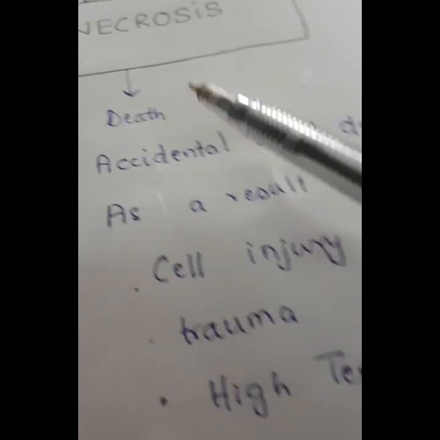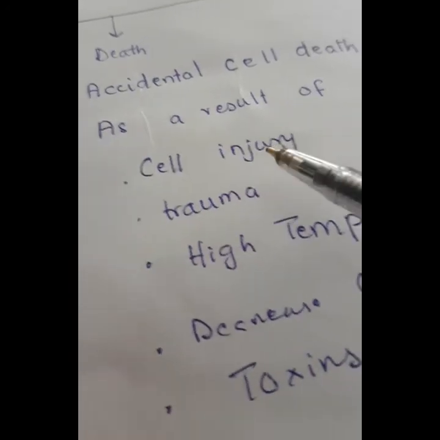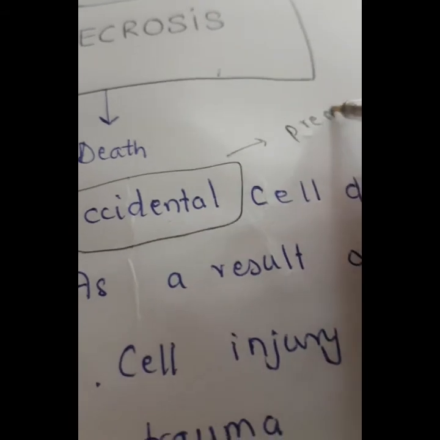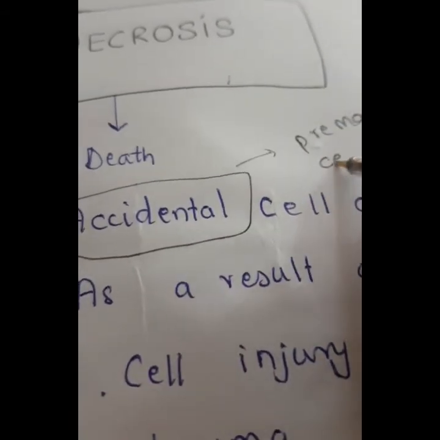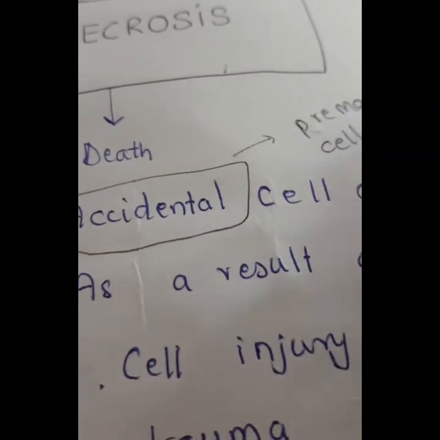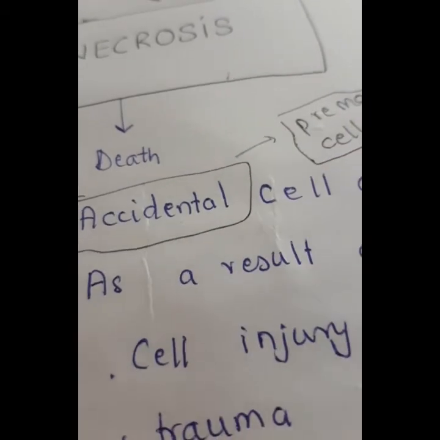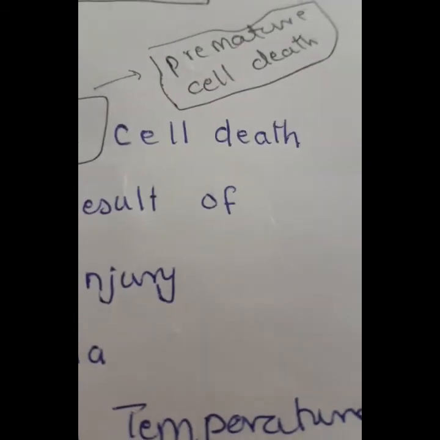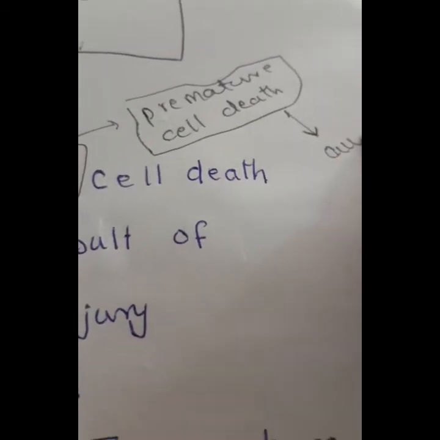Necrosis is derived from a Greek word. It means death, as an accidental cell death as a result of cell injury, trauma, high temperature, decreased oxygen level to the cells, or toxins. Key point over here is accidental cell death. The cells don't want to die. You can call it premature cell death, and if you want to write that here, it's not wrong. It's not death at the age they should die, but it happens in an accidental way, right? So premature death by autolysis.